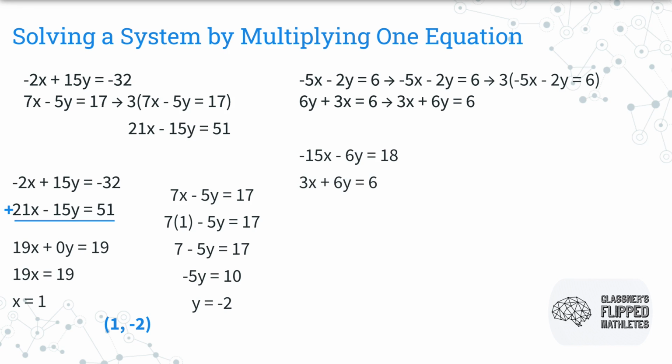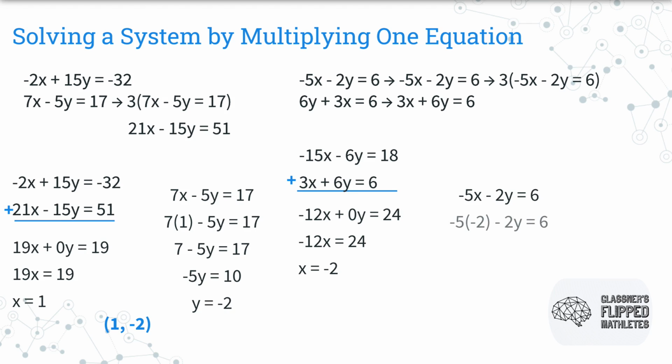From here, we have opposite coefficients for y, so we're going to add them. And we get negative 12x plus 0y equals 24. 0y is 0, so negative 12x equals 24. Divide by negative 12, you get x is equal to negative 2. From here, let's plug it into one of the original two equations, not something we made. So let's use that negative 5x minus 2y equals 6.